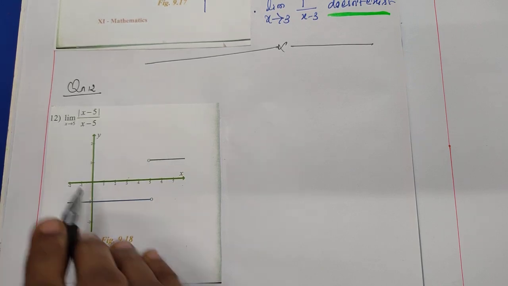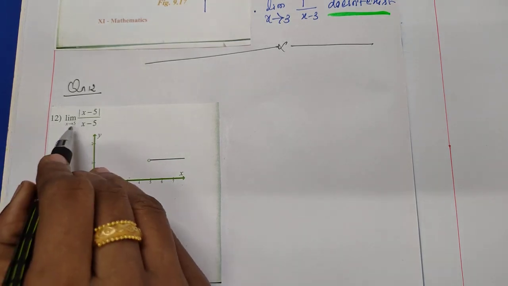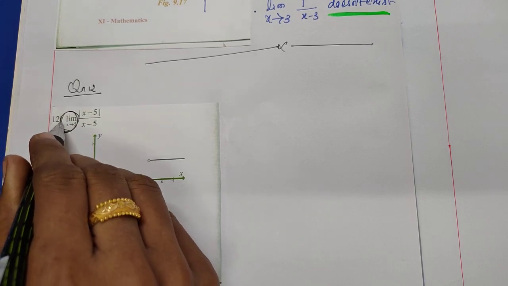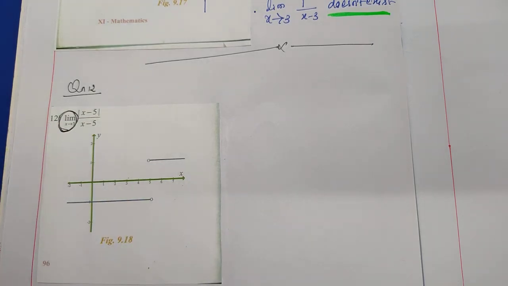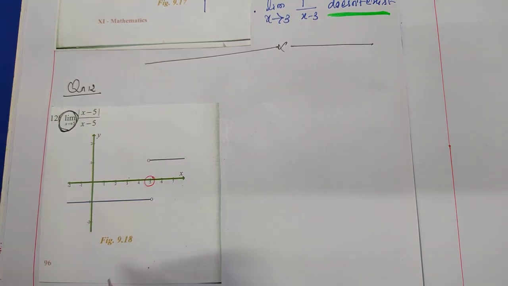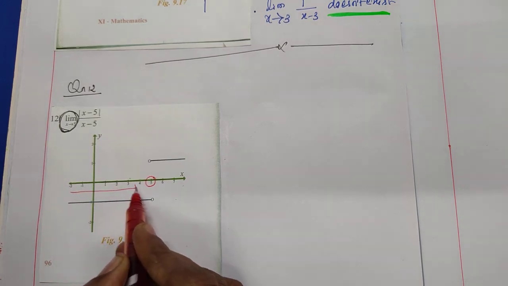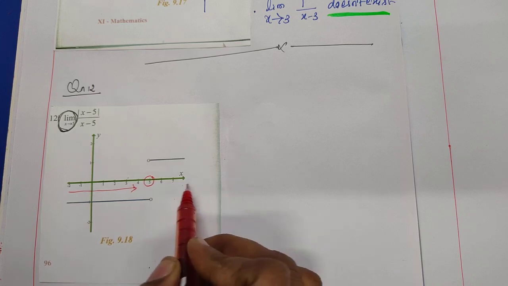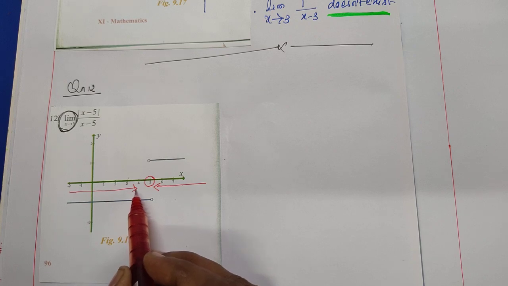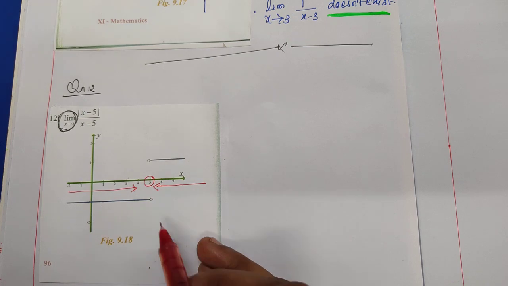Using this graph, find the limit value of the given function. Here our limit is x tends to 5. The position of 5 on the x-axis is here. All these points are leftwards of 5. Then 6, 7 and going, all these points are rightwards of 5. This arrow mark represents leftwards approaches 5. This arrow mark represents rightwards approaches 5.